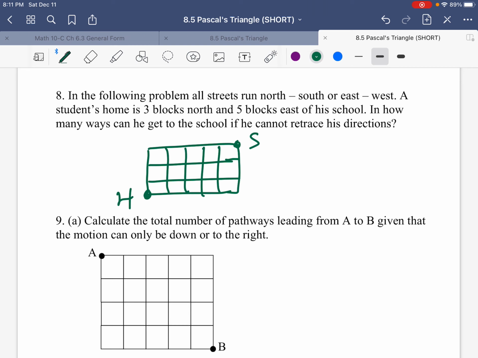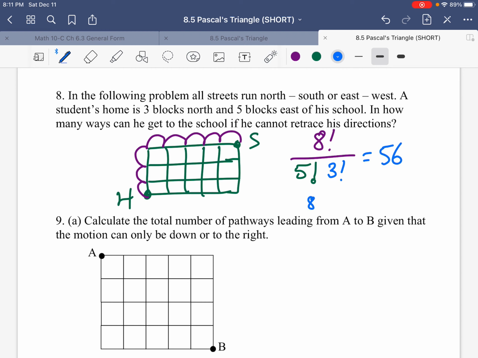School, home. How many ways can you get to school without retracing its directions? Well, 1, 2, 3, 4, 5, 6, 7, 8. And 5 of them are heading east-west, and 3 of them are heading north-south, for a total of 56.